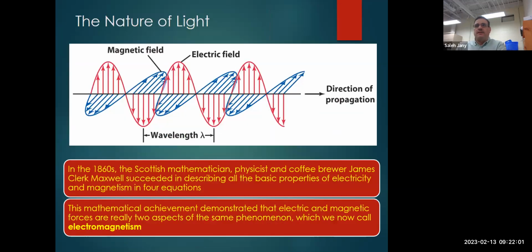So let's talk about the Scottish mathematician called Clerk Maxwell. He was just staying home, and he wrote equation after equation, and he discovered that light is composed of both electrical field and magnetic field, and they propagate so that the magnetic field is perpendicular to the electrical field, and both are perpendicular to the direction of propagation of light.